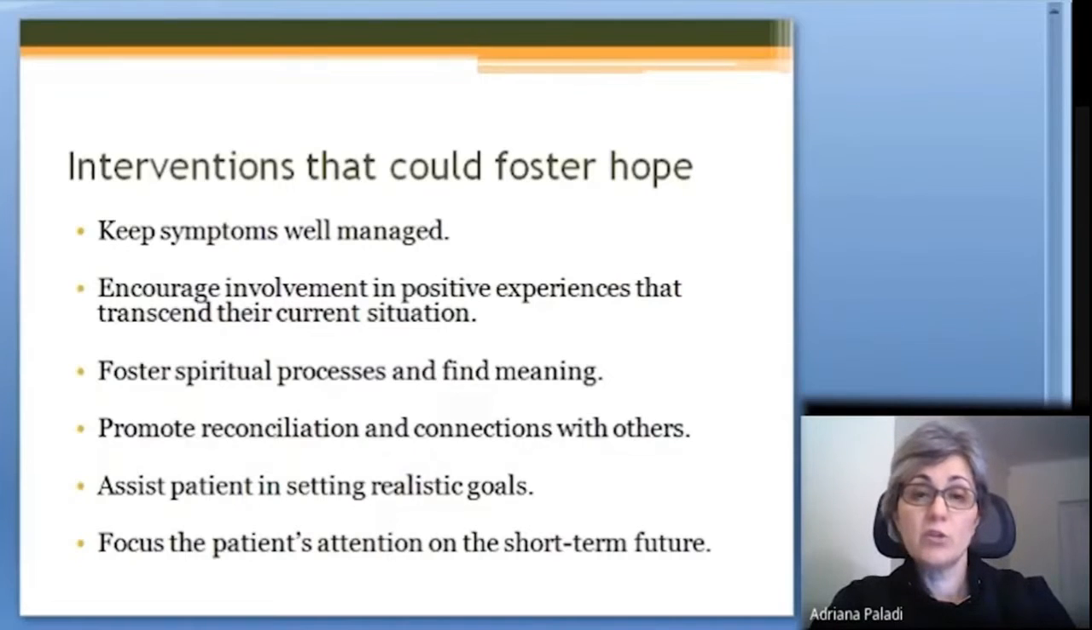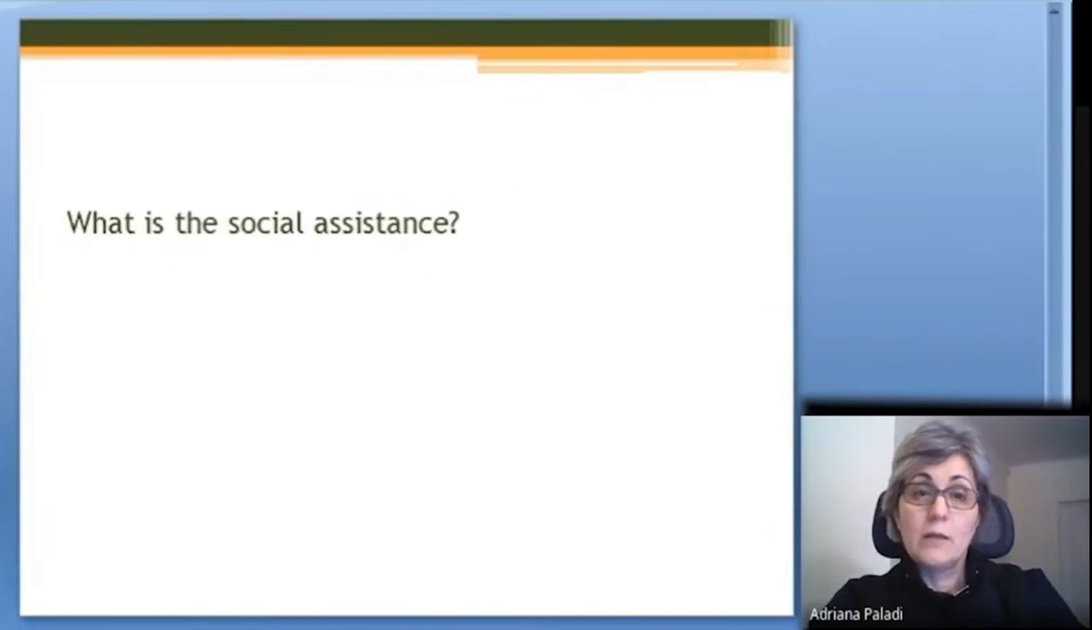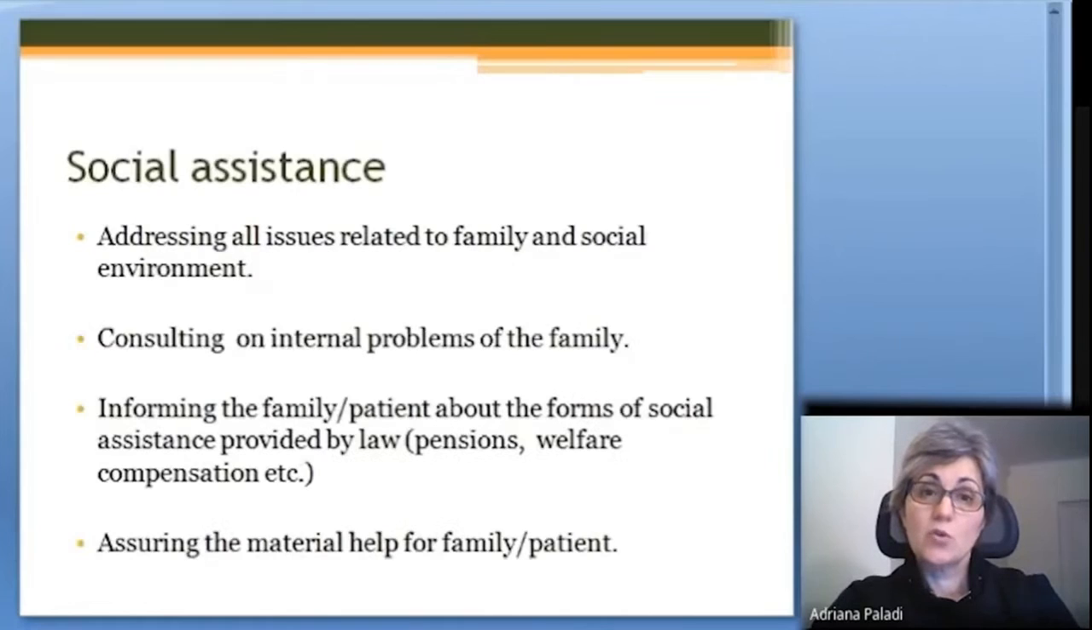All these interventions could be very helpful in fostering hope, in increasing the quality of life of the patient and comfort at the end of their lives. And some words about social assistance. What is social assistance? It is a type of assistance that addresses all issues related to family and social environment.